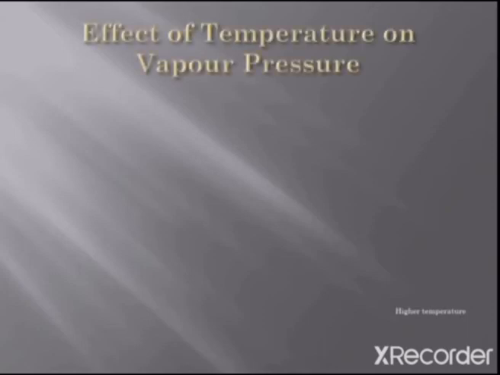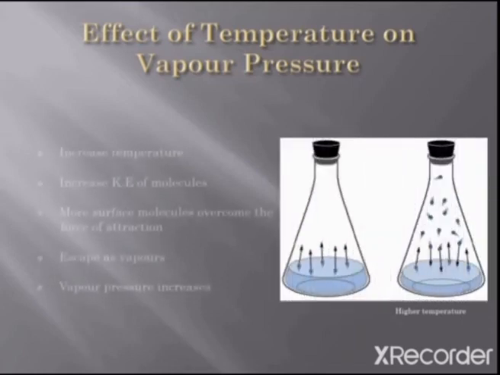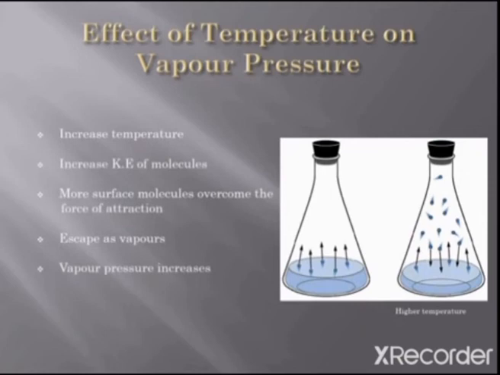Now, let us study the effect of temperature on vapor pressure. Vapor pressure of a liquid changes with temperature. Increase in temperature increases the kinetic energy of the molecules. The molecules of the liquid at high temperature collide with the molecules more frequently. As a result, they overcome the attractive forces present between them and escape as vapors. So, vapor pressure increases with temperature. This process, that is increase in temperature increases the vapor pressure of the liquid, can be proved by an experiment.